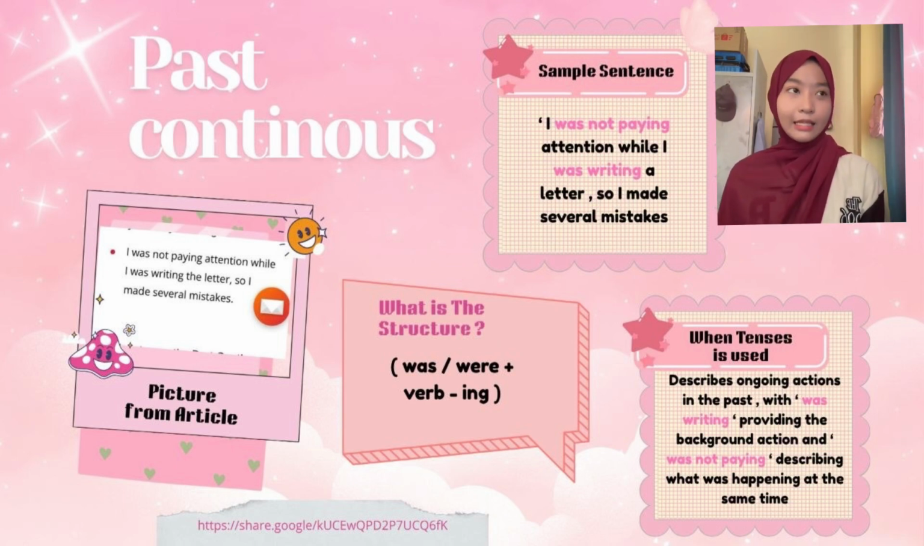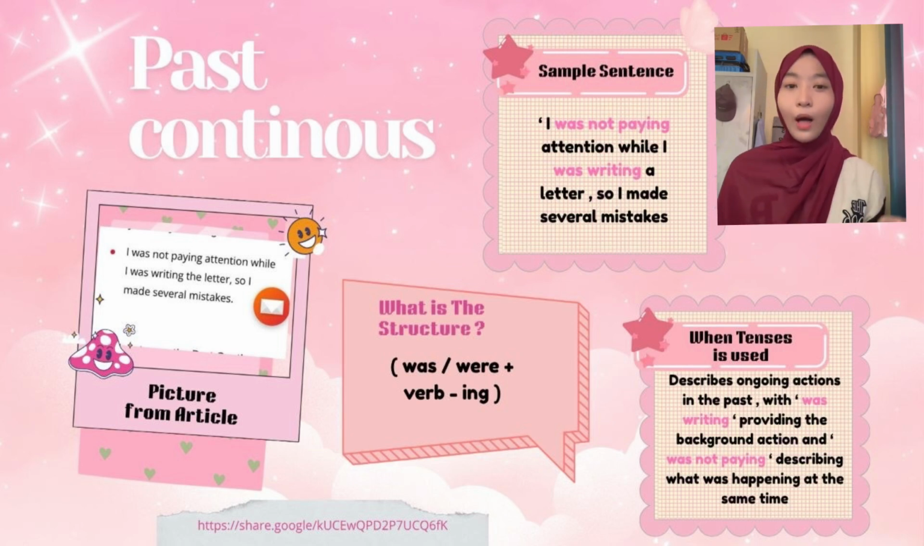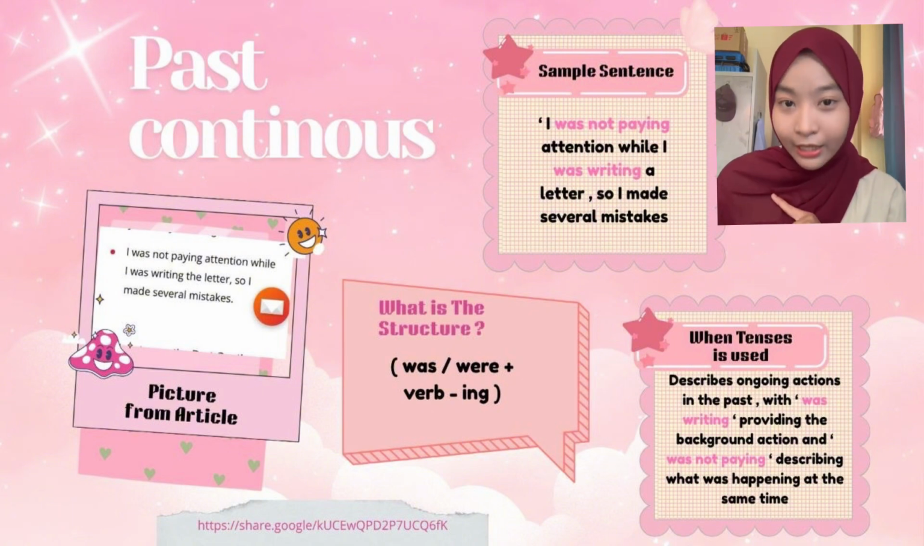The sentence is, I was not paying attention while I was writing a letter, so I made several mistakes. In this sentence, was not paying and was writing are the past continuous forms because they use was plus verb-ing. Lastly, when do we use this tense? We use past continuous to describe an action that's happening in the past, especially when another action happens at the same time.